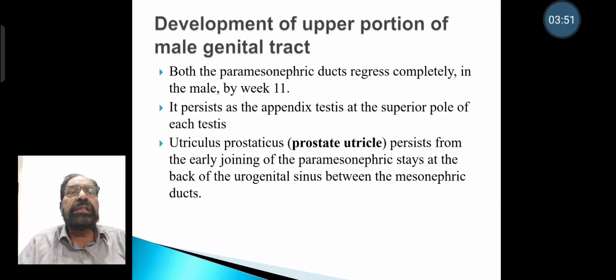Both paramesonephric ducts regress completely in the male by week 11. It persists as appendix testis at the superior pole of each testis. Utriculus prostaticus or prostatic utricle persists from the early joining of the paramesonephric duct, stays at the back of the urogenital sinus between the mesonephric ducts.